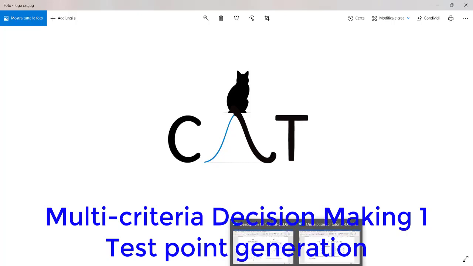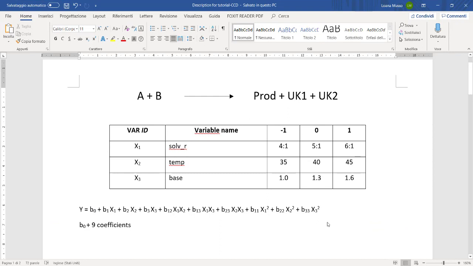First of all, we can start from our case study, our example, and we have this chemical transformation that from two components A and B gives the desired product and two unknown impurities. To study this transformation, we performed a central composite design using three variables, solvent, temperature and base, each one set at three different levels, -1, 0 and +1. The models for the different responses, that are product and the two impurities, are described here, and we have models with 10 different coefficients.